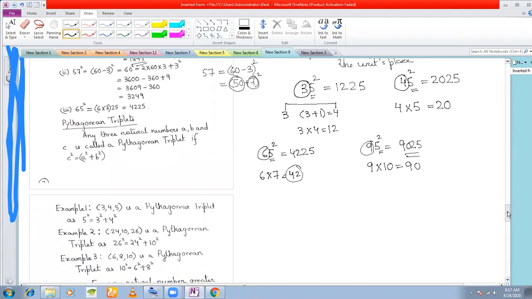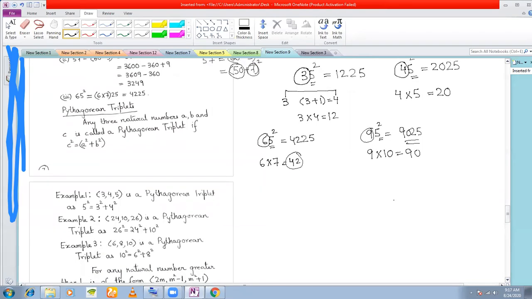Now what about numbers that are in fact any 2-digit number? How will you square them? Let us take an example of 23. I want to square 23.